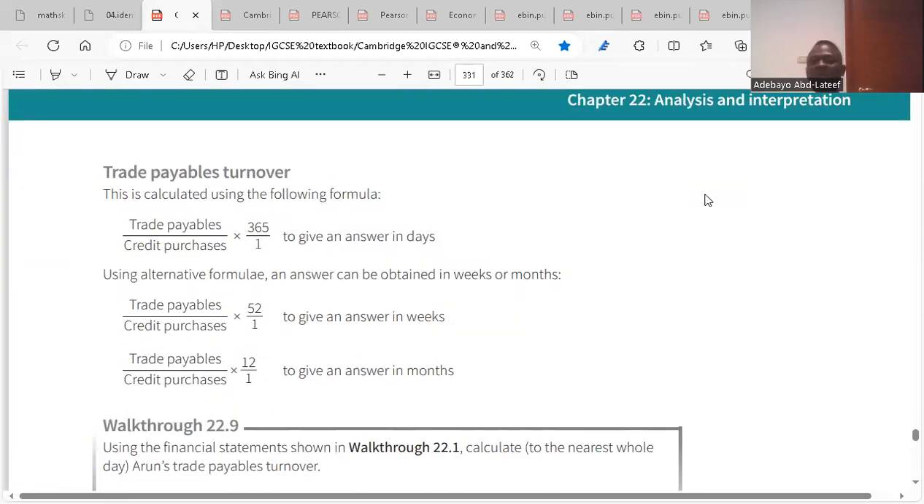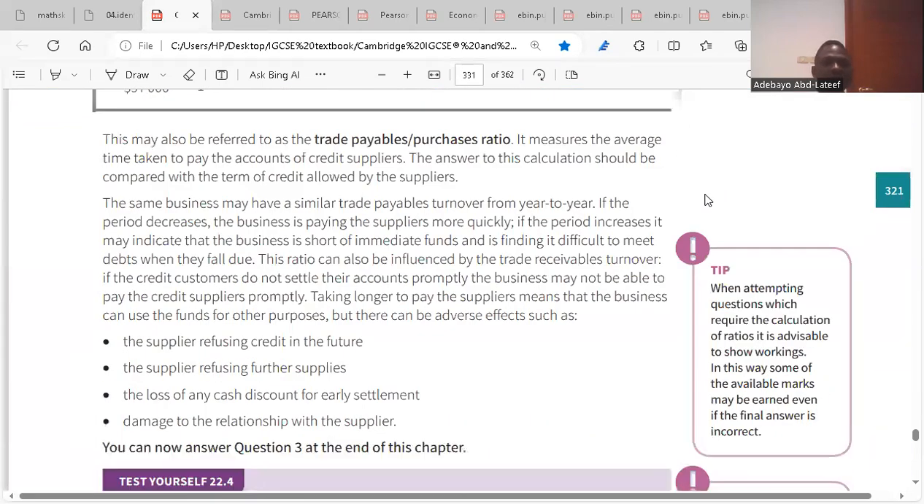So go to trade payables turnover. Trade payables turnover is trade payables divided by credit purchases. The opposite. So they said the same business may have similar trade payables turnover from year to year. If the period decreases, the business is paying the suppliers more quickly. If the period increases, it will indicate that the business is short of immediate funds.